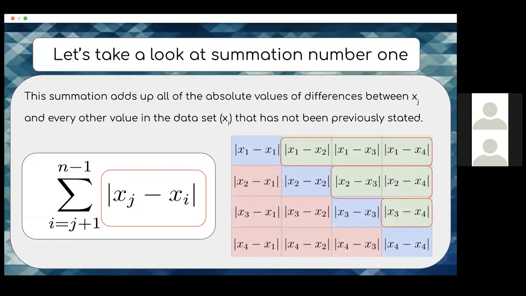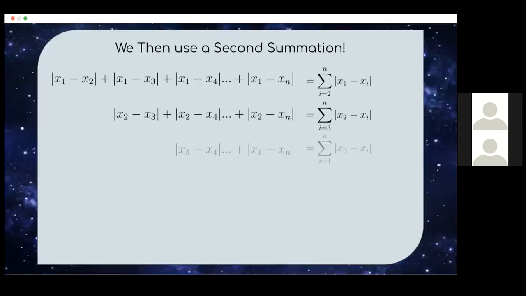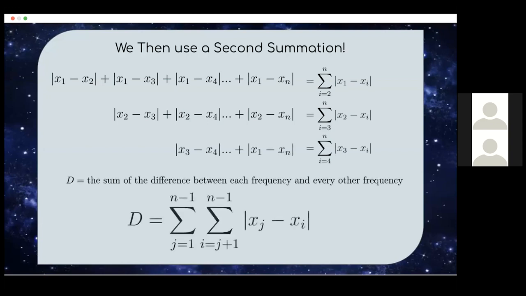And when you look at the sigma, j plus 1 and n minus 1 is really just a creative way of excluding the repeats and the ones that equal 0, and it stops us at our maximum. And so this equation right here adds up, so when you plug 1 into this part of the equation, it adds up these. When you plug 2 into it, it adds up these, and 3, it adds up these. And so after we get the values for however many terms we have, we use our second summation.